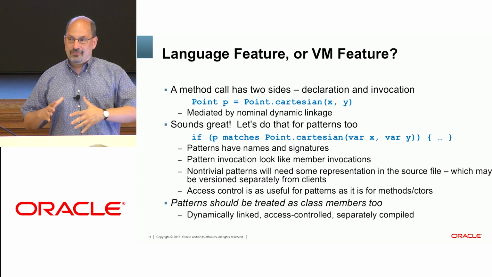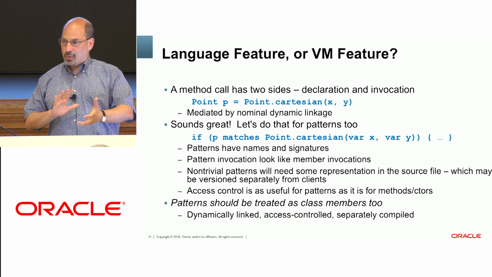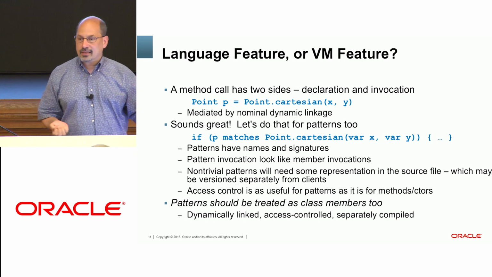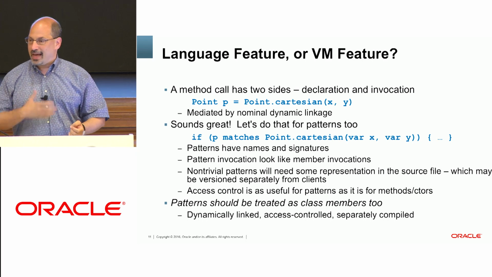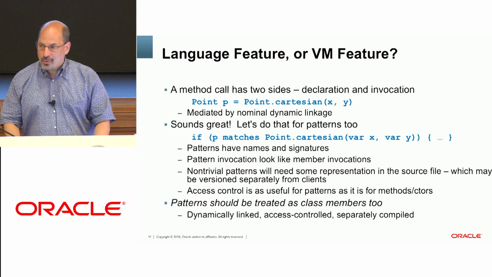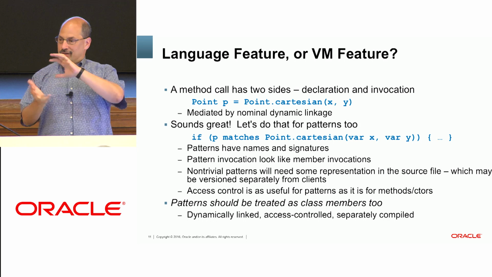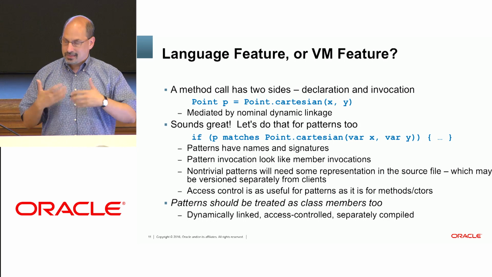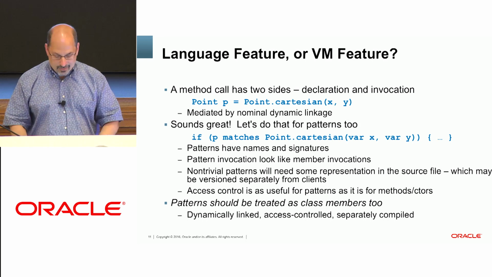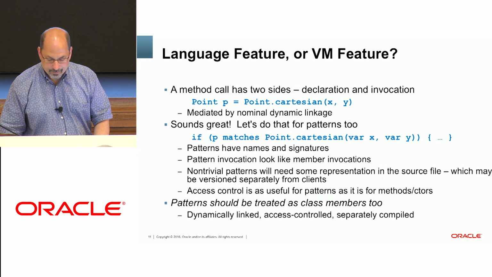So if these things kind of look like methods and we want them to be linked like methods, we'd like to get the benefit of all the other things that methods have, like access control and all of that. So our thesis is, they are kind of like methods. They're just not easily representable as methods. Let's treat them as class members and give them all the treatment that class members get.